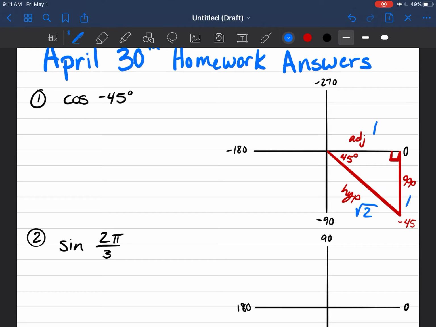All right, so now I just need to set up my fraction. Well, I'm doing cosine of negative 45 degrees. So cosine should be adjacent over hypotenuse. So then let me set up my fraction. Adjacent over hypotenuse is going to be 1 over the square root of 2.